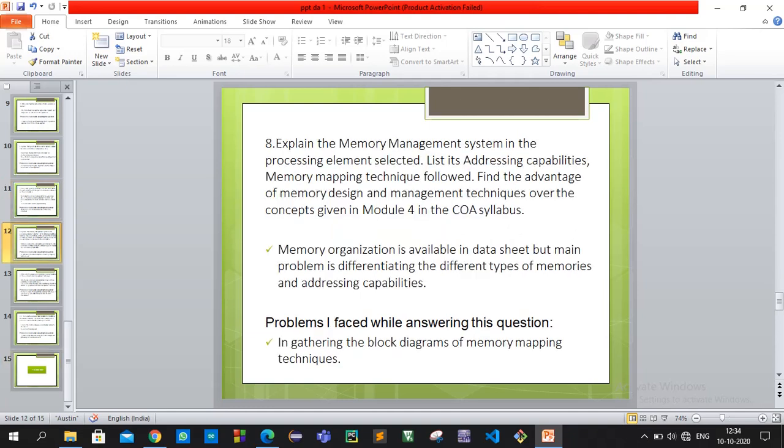Eighth question is to explain the memory management system in the processing element, and also listing the addressing capabilities. Memory organization for my IC is available in the datasheet, but the main problem is differentiating the different types of memories, memory organizations and addressing capabilities.